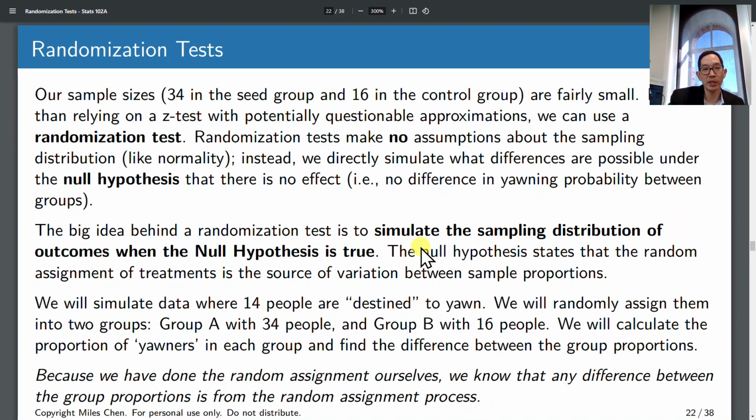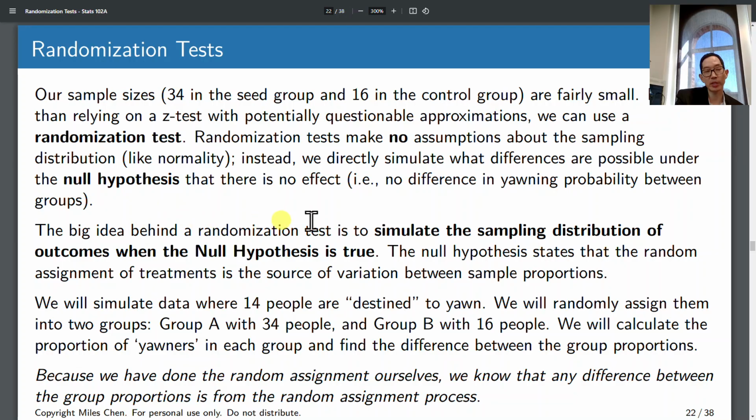Okay, so here we would want to use the randomization test because using the z-test, our sample sizes are pretty small. We had 34 in the seed group, 16 in the control group. Rather than relying on a z-test where using the normal approximation is questionable, we could use a randomization test. The randomization test doesn't make any assumptions about the sampling distribution, and instead we are going to simulate what differences are possible under the null hypothesis that there's no effect.